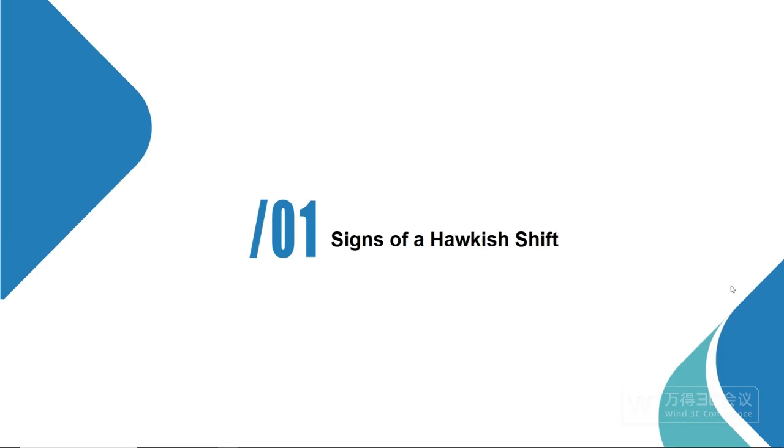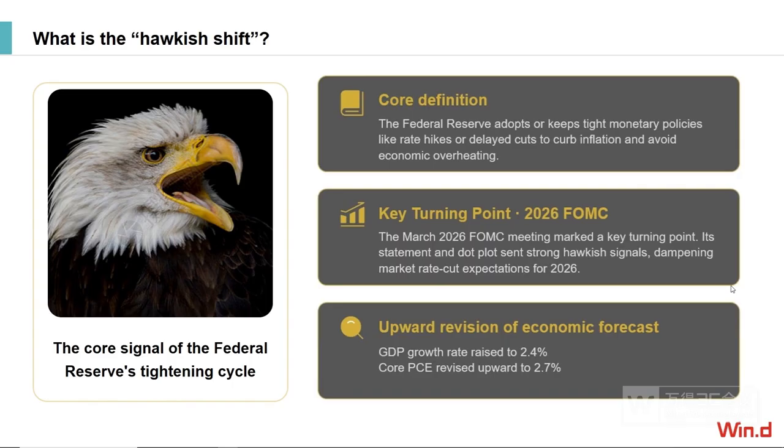What is a hawkish pivot? It refers to the Federal Reserve's inclination to adopt or maintain a tightening monetary policy to curb inflation and prevent economic overheating. The purpose of studying this pivot is to capture the inflection point in policy and seize the front-running opportunity. If early signals can be identified before the official announcement, investors can adjust their strategies or implement risk hedging in advance.